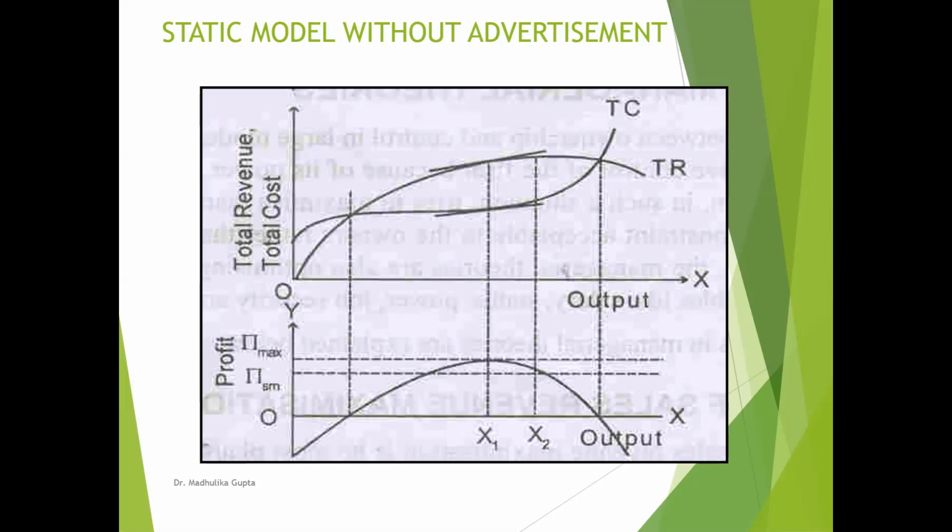Now see, the sales maximizer sells at a price lower than the profit maximizer, of course. The firm will not increase its sales beyond output level X2. Why? Because if profit is less than pi SM, can you see on the left hand side, that is the profit where sales are more, the sales maximization profit, it will not be acceptable. Shareholders will not accept it, and lending institutions and managers will not go beyond that. So this is how a static model without advertisement helps us interpret.